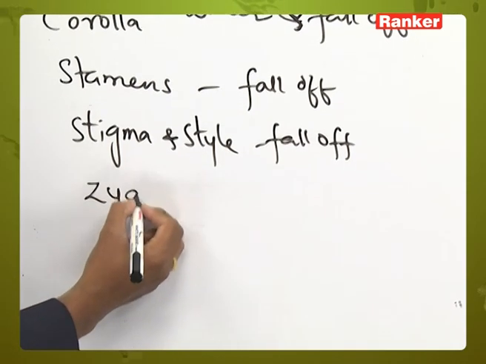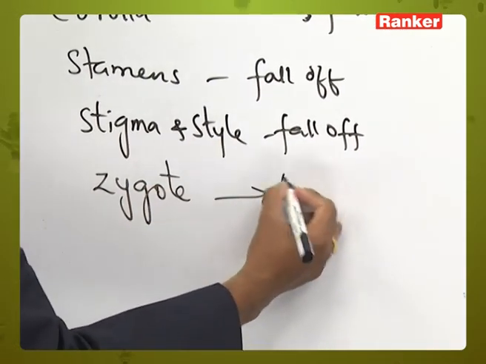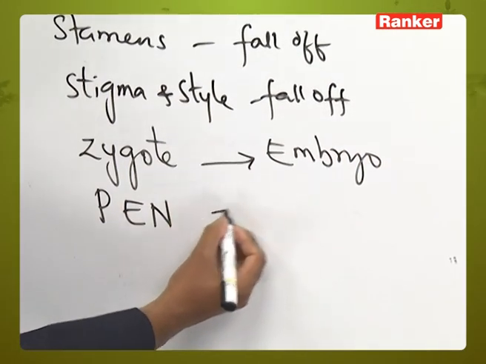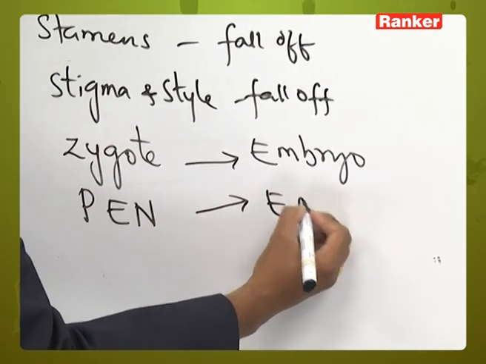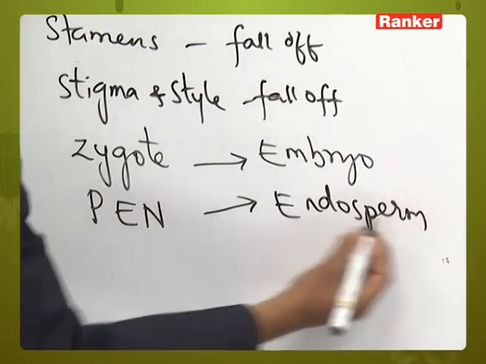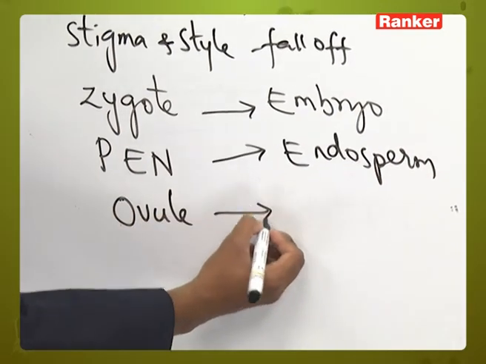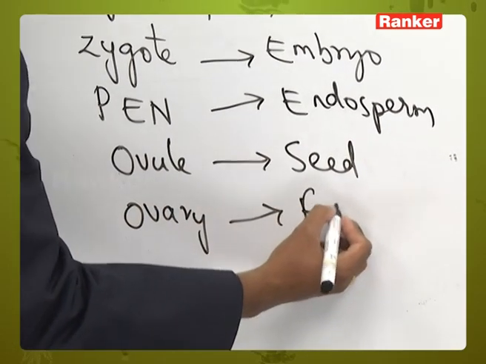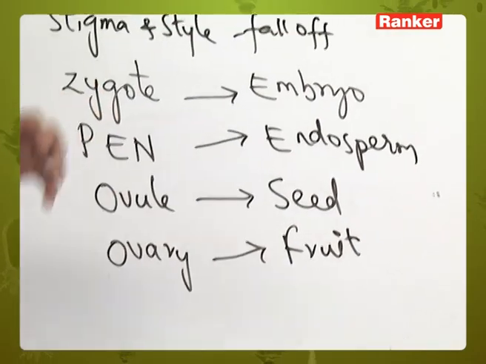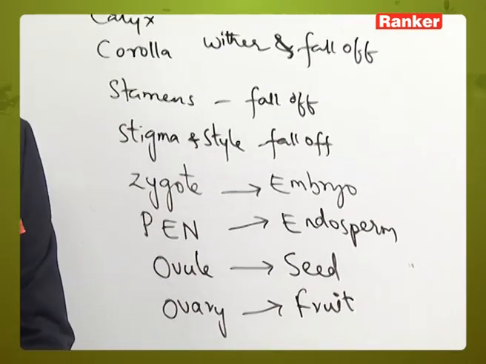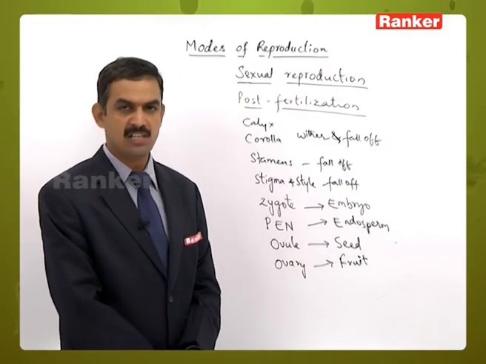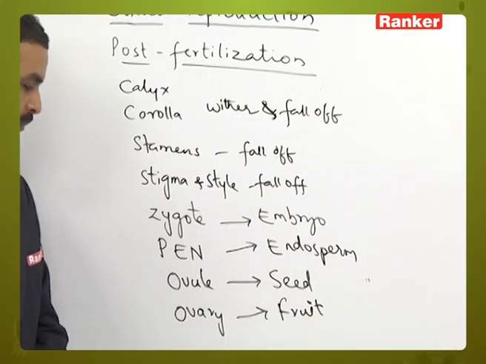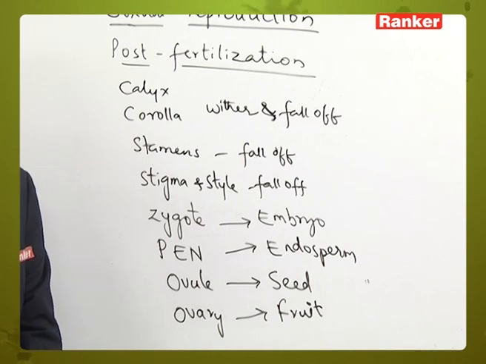the zygote that has been formed as a result of fertilization will be converted into embryo, and the primary endosperm nucleus that is formed as a result of triple fusion will be converted into endosperm. Ovule is converted into seed and ovary is converted into fruit or fruit wall or pericarp. So these are some changes which take place as a result of fertilization. We call them post-fertilization changes. The major changes are the conversion of zygote into embryo, ovule into seed and ovary into fruit.